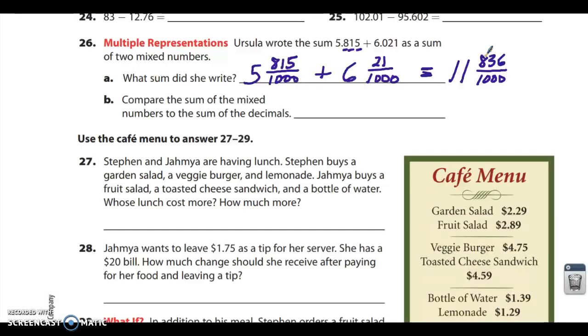And then it says compare the sum of the mixed numbers to the sum of the decimals. Well, if you add up the decimals, you would get 11 and 836 thousandths. It says compare, and so we're just going to say they're equal. 11 and 836 thousandths is the same as 11 and 836 over 1,000. It's a little bit tricky what they're actually asking. The math is actually pretty simple, but what they're asking is kind of tricky.